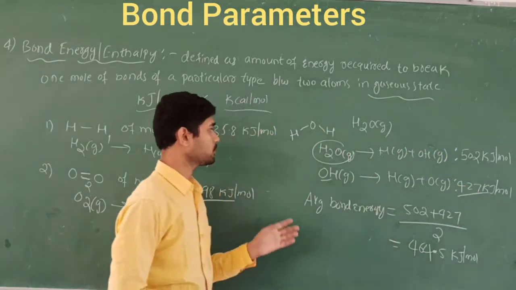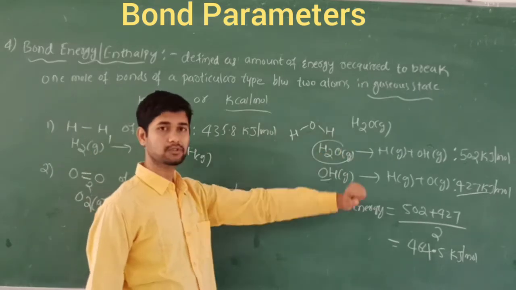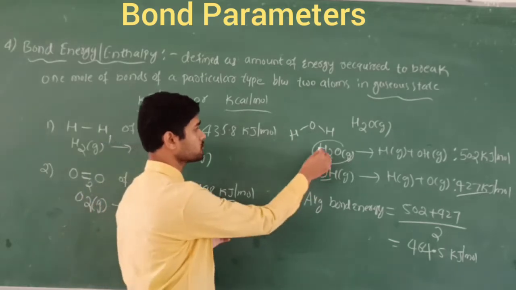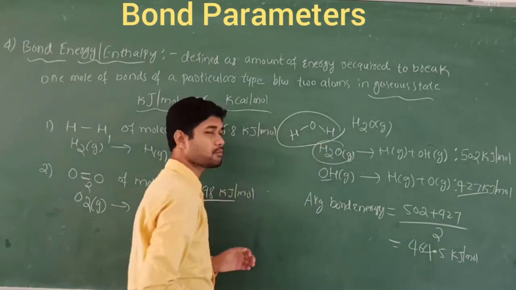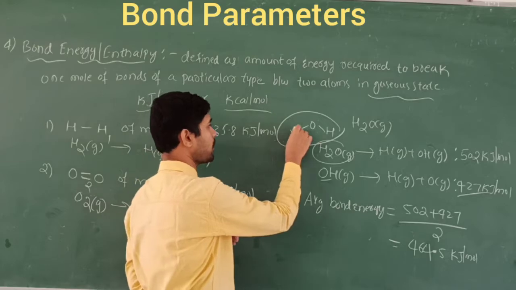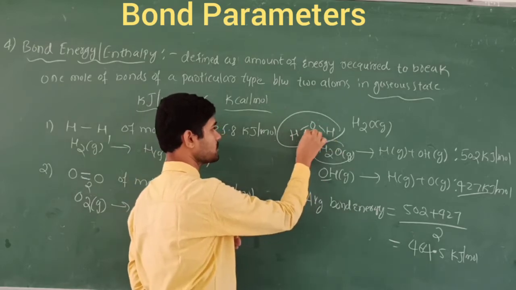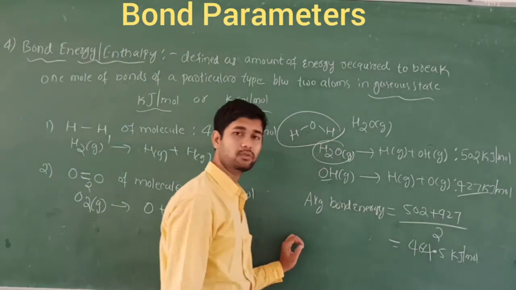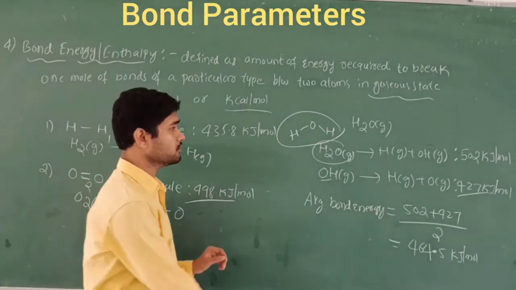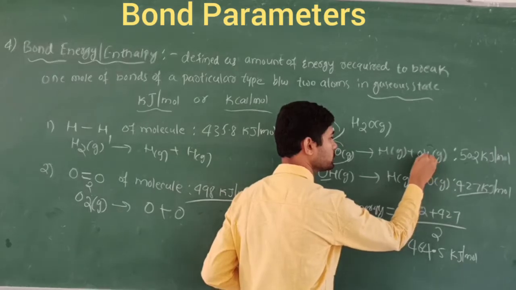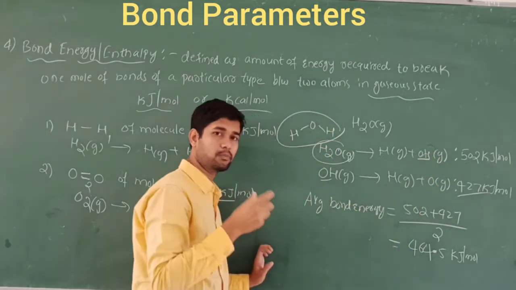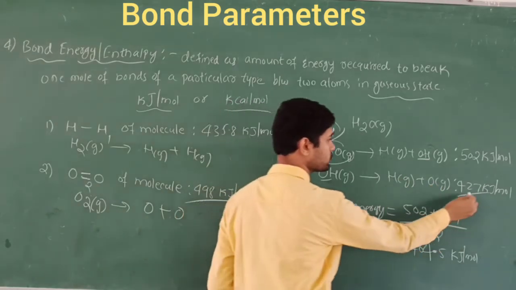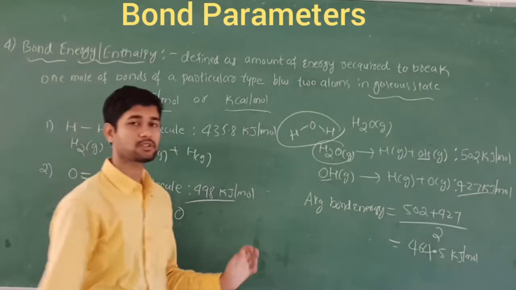Whereas in polyatomic molecules, what happens? Take water molecules. First we take them in the gaseous form and break down the water molecule. How do I split it? Into hydrogen and hydroxide, H and OH. Breaking this requires 502 kilojoule per mole. Again one bond will be there between oxygen and hydrogen, which I break into hydrogen and oxygen separately. This requires 427 kilojoule per mole. That much energy is required.